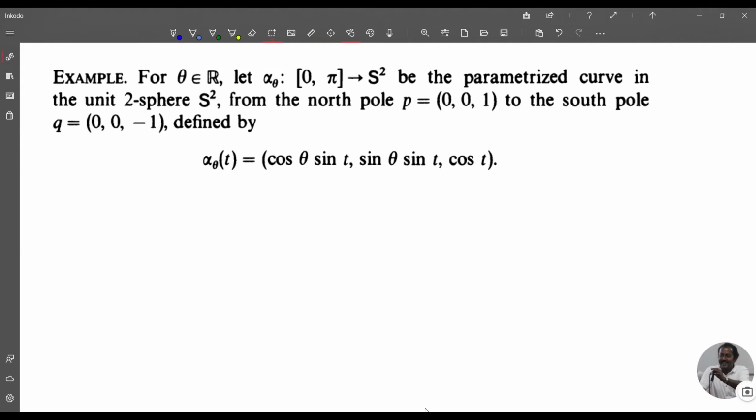Now we do a problem. For theta belongs to R, let alpha theta, closed interval 0 to pi, to S2 be a parameterized curve on the unit 2-sphere S2 from the north pole P equal to (0, 0, 1) to the south pole Q equal to (0, 0, -1), defined by alpha theta of t equal to (cos theta sin t, sin theta sin t, cos t). Find P alpha theta of V for V equal to (1, 0, 0) at P.